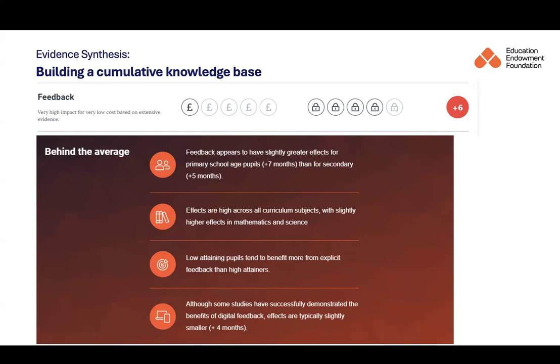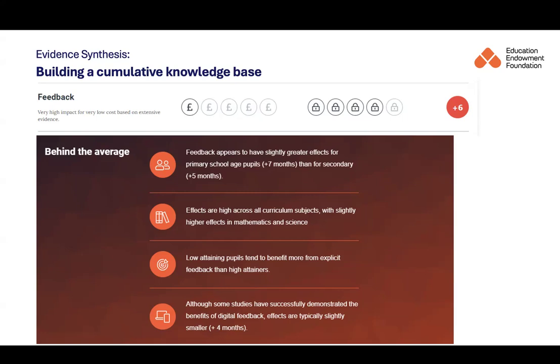So you can see with feedback, it's a really high impact approach. We get 6 months progress, it's very cheap to deliver. But then, really importantly, rather than just giving those headline findings, we also tell teachers what exists behind those average impacts. So, effects being high across all curriculum subjects where there are differential impacts in maths or English, we would highlight that to schools. But also showing that actually it seems more effective in primary school than in secondary school, although pretty effective in both.